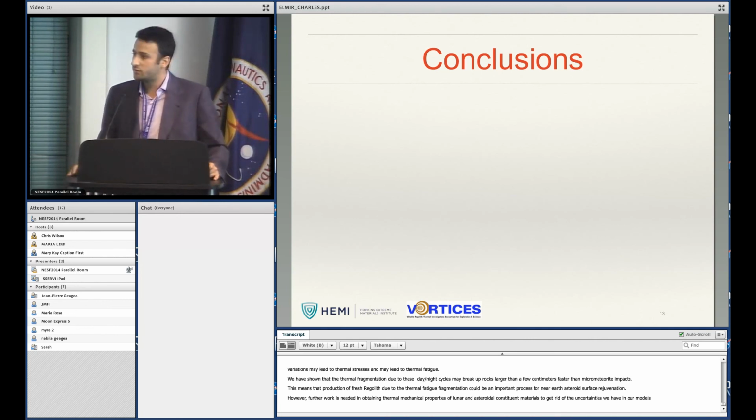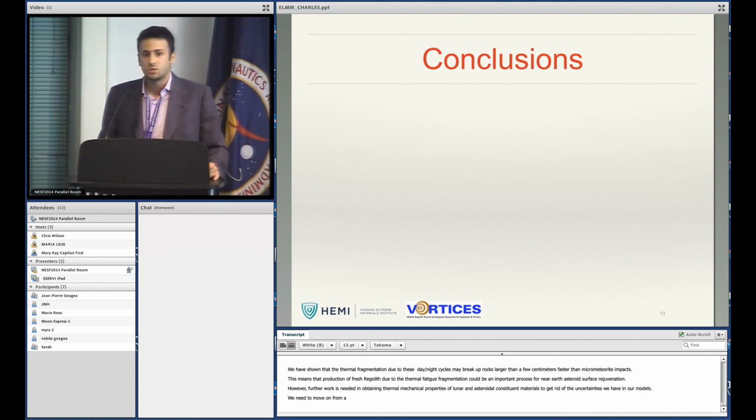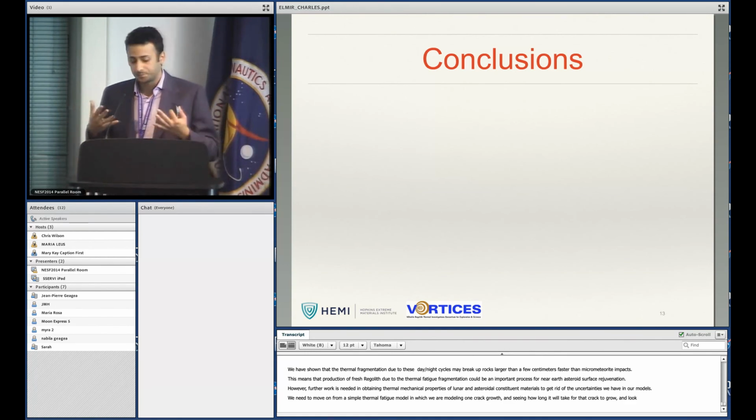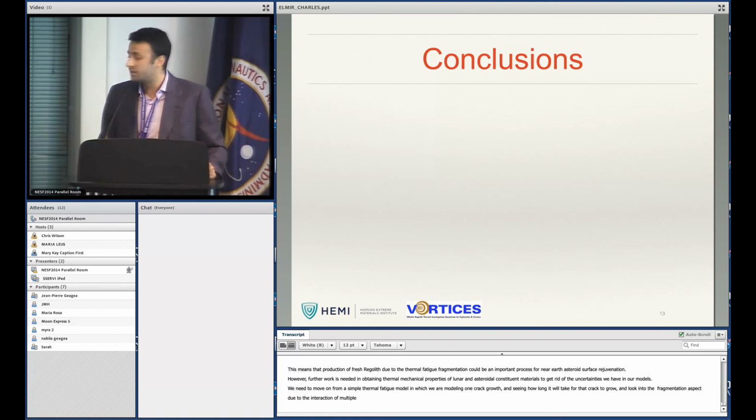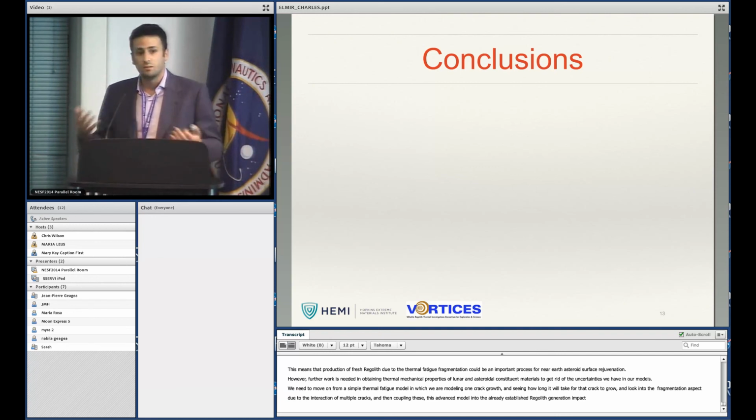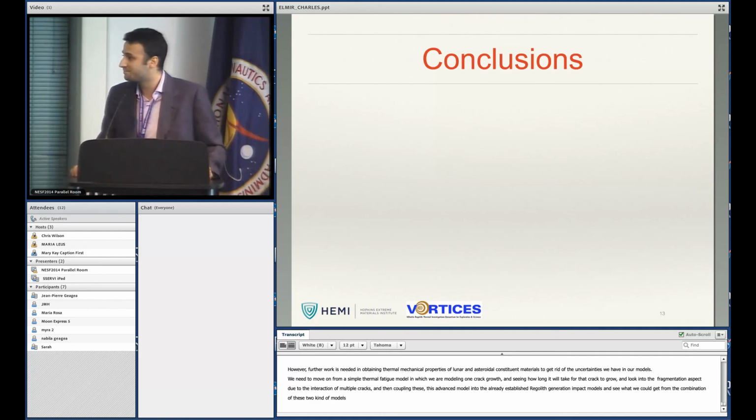And then we need to move on from a simple thermal fatigue model, in which we are modeling just one crack growth and seeing how long it will take for that crack to grow, and look into the fragmentation aspect due to the interaction of multiple cracks, and then coupling this advanced model into the already established regolith generation impact models and see what we could get from the combination of these two kinds of models. That's all.